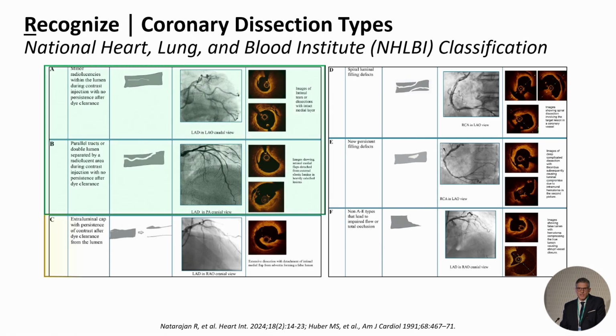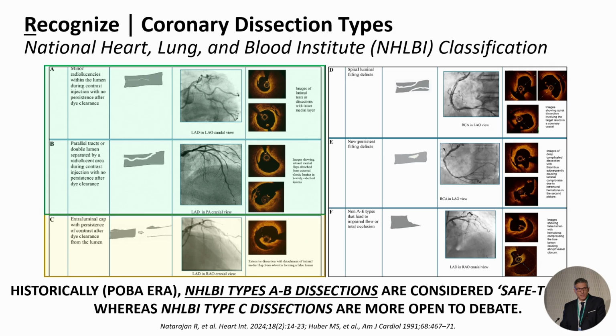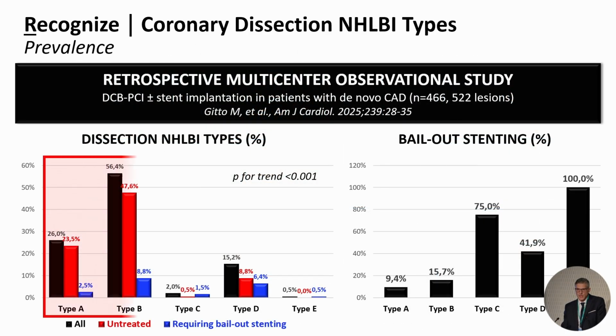So we all know that the assessment of a coronary artery dissection occurring during DCB PCI has historically been based on data from the POBA era, on an angiographic classification that was proposed more than 50 years ago and which was not developed in the field of DCB PCI. Based on these classifications, we assume that type A and B dissections are considered safe to leave, whereas type C dissections are more open to debate based on this classification alone.